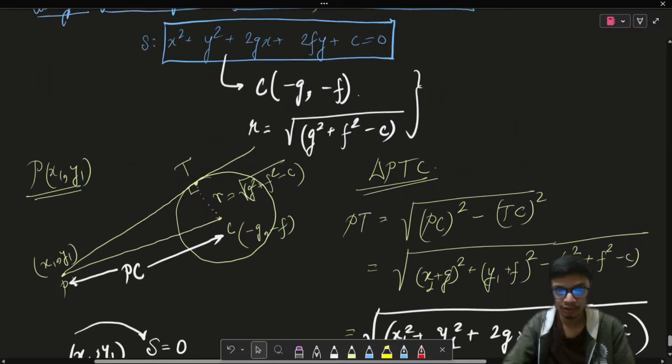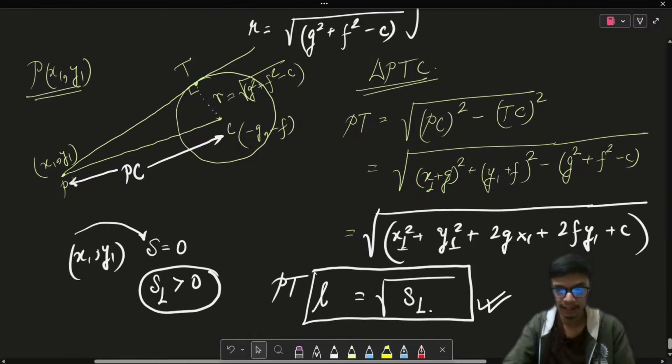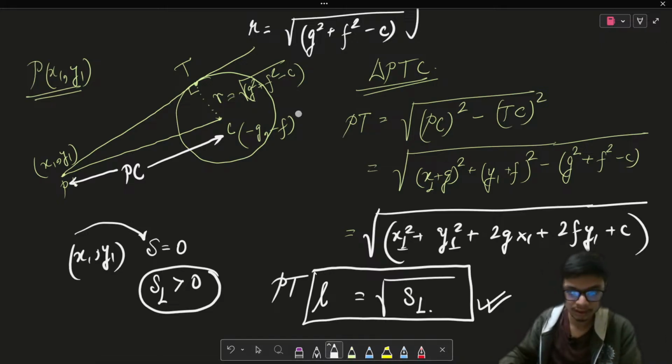Now, along with that, we were also discussing that from a point lying outside the circle, we can draw two tangents. That is also called a pair of tangents.